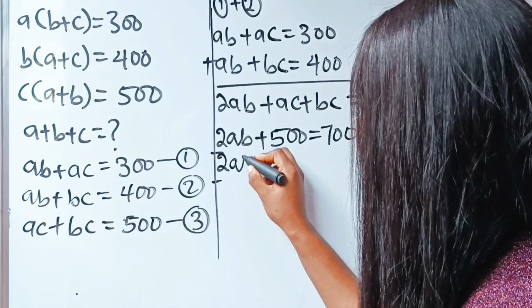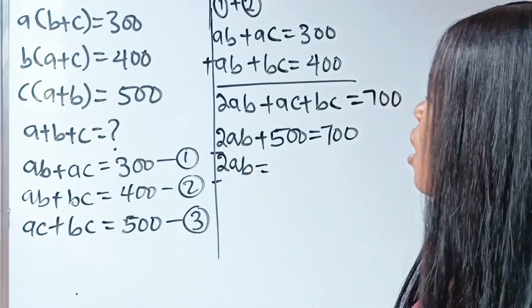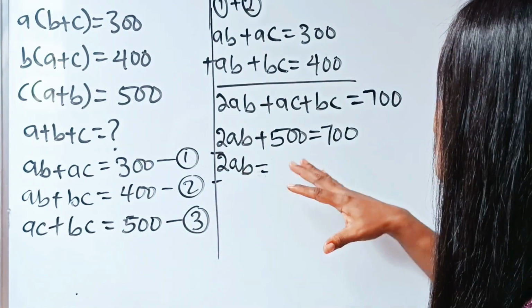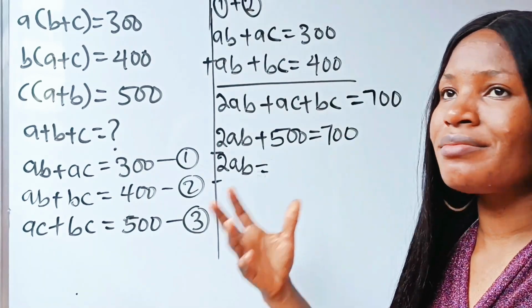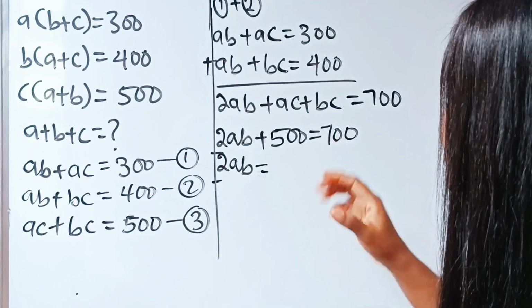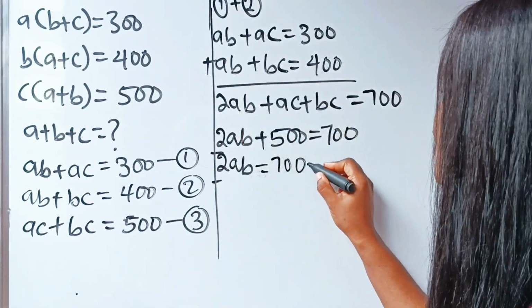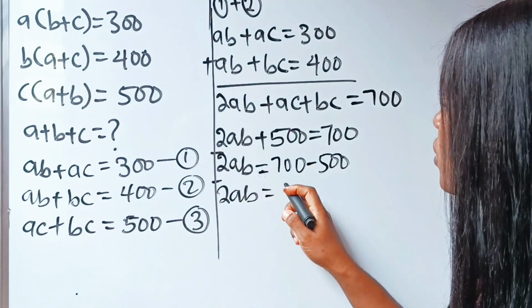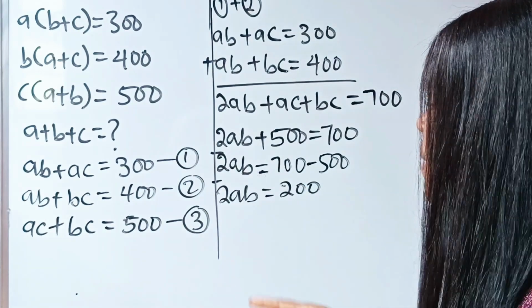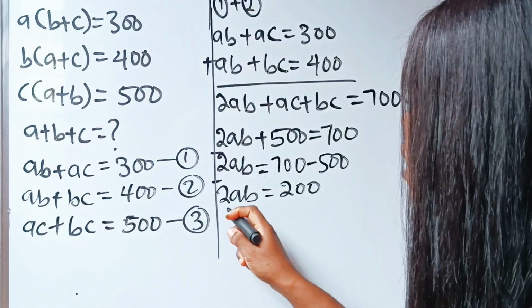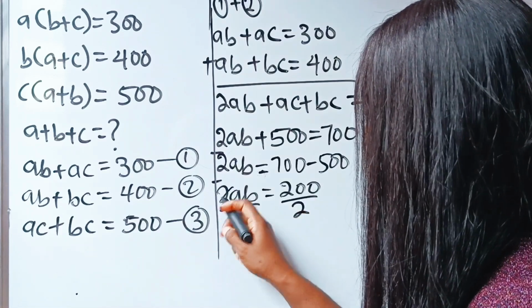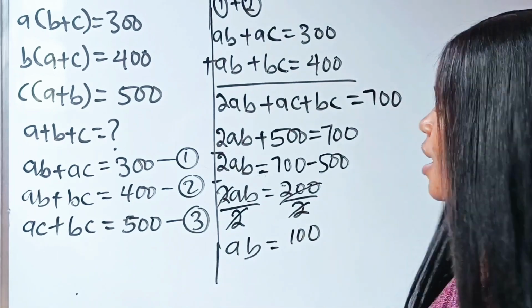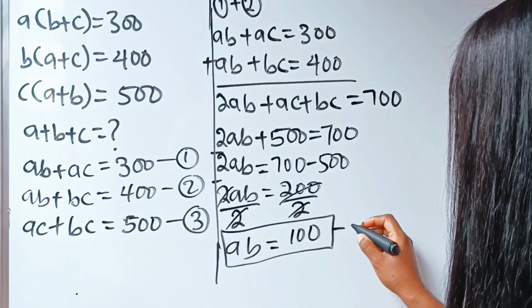Because I want to get the value of AB, I want anything connected to AB on one side of the equation and my numbers on the other side. So I transpose the 500 to give minus 500. 2AB is equal to 700 minus 500, which gives 200. To get AB, I divide both sides by the coefficient of AB, which is 2. So AB is equal to 100. Now we have gotten AB. This is our equation 4.